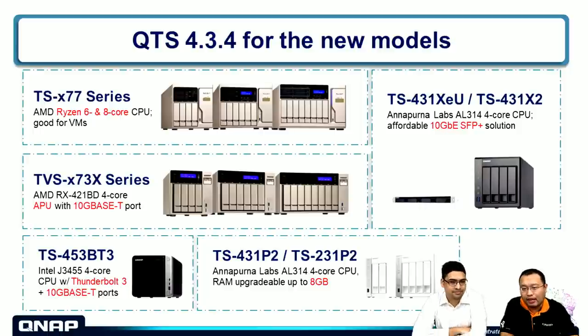Brilliant. And then the bottom one is the TS-431P2 and TS-231P2, which is the product line recommended for running the QIoT Suite Lite, because not only does it give you 4-core processing power, but it also has one solid memory slot for DDR3 memory, and you can easily upgrade it to a maximum of 8 gigabytes. It comes with a 1 gigabyte and a 4 gigabyte option, but you can easily replace it and upgrade to 8 gigabytes. So that adds more flexibility. Yes, and also very affordable to get started. So these are all new models for this season, right?